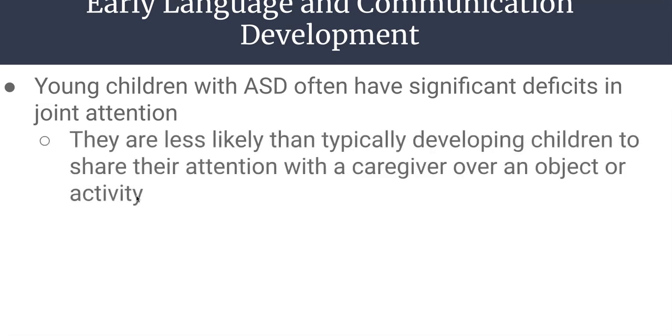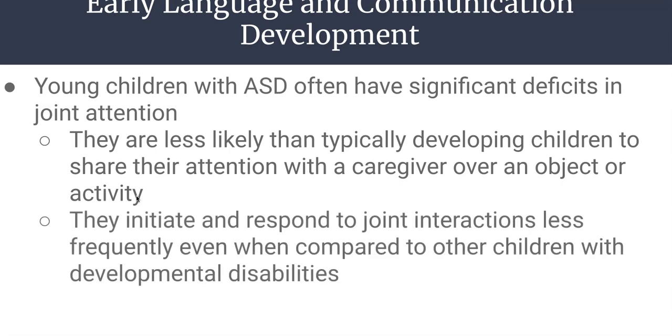And one of the big things, young children with autism often have significant deficits in joint attention. That's going to be one of the biggies. They're less likely than their typically developing peers to share their attention with a caregiver over an object or activity. And again, that's going to create a big loss of language time. They're going to initiate and respond to joint interactions a lot less frequently, even when compared to other children with either developmental and or intellectual disabilities.